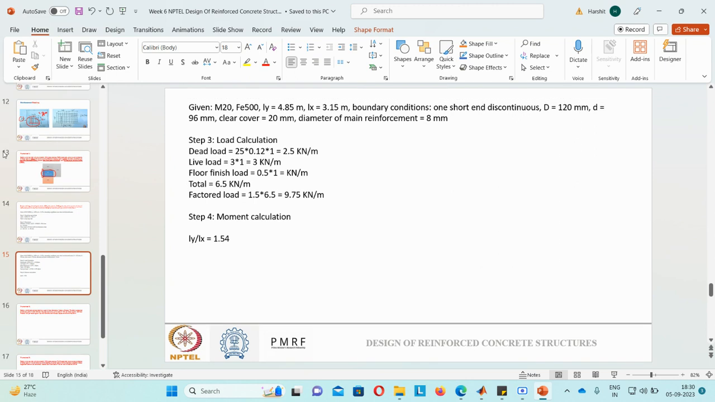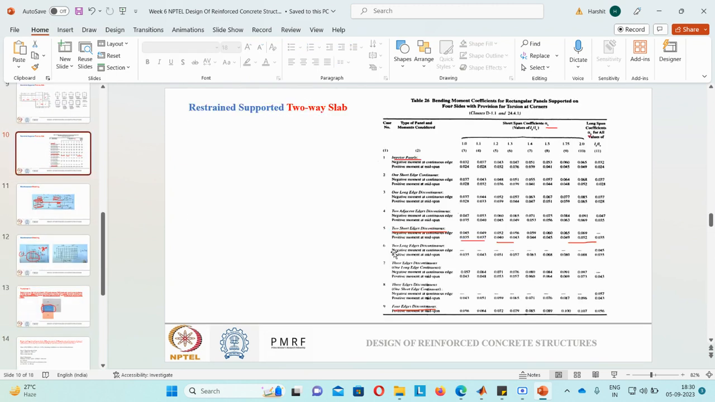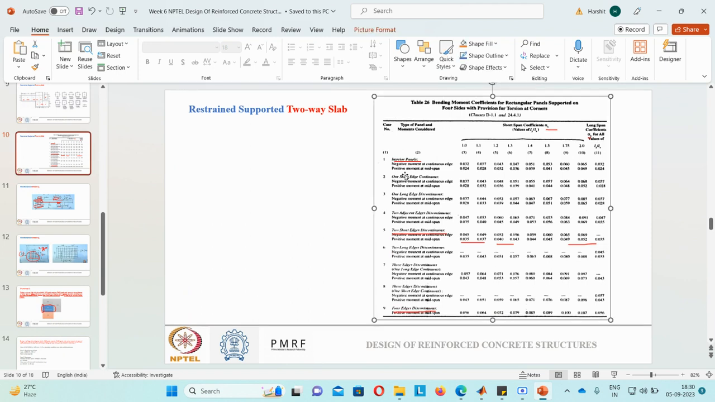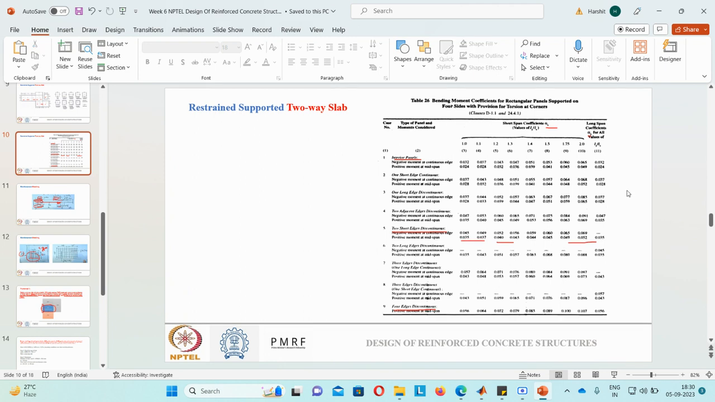Okay. So based on these guidelines, one short end discontinuous. So which is my case? So the second case. Second case only, one short end discontinuous it would be. So based on that, you can calculate Lx and Ly. So you need to interpolate. Ly by Lx ratio is 1.54. So between 1.5 and 1.75, you need to do the interpolation.